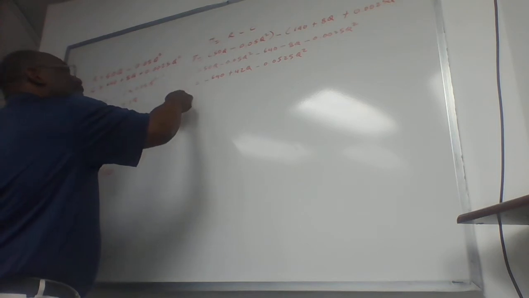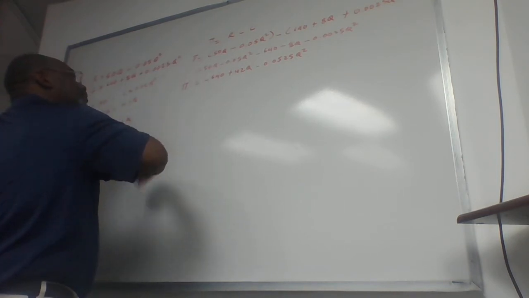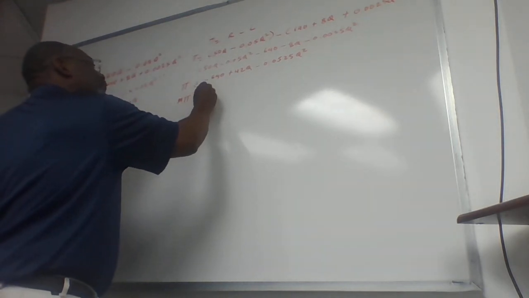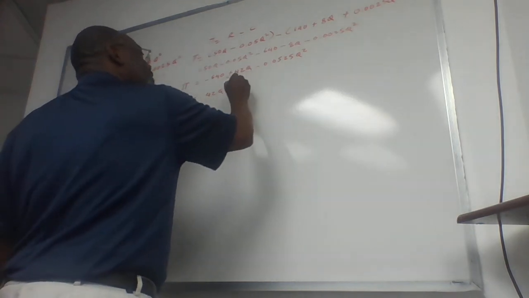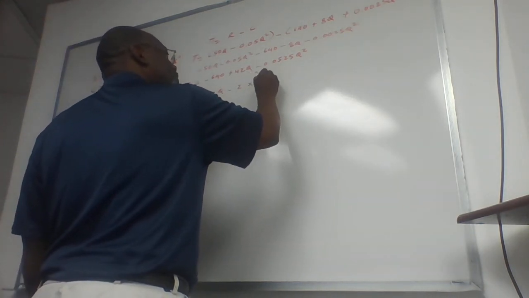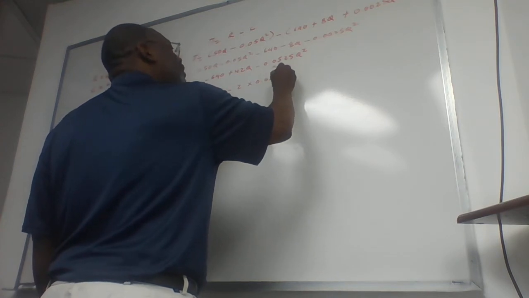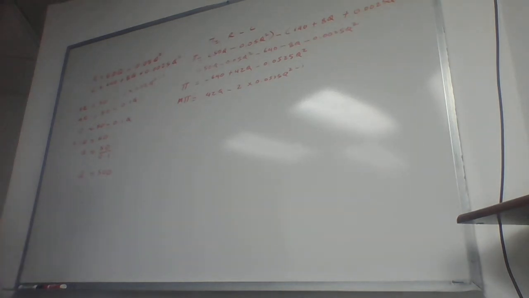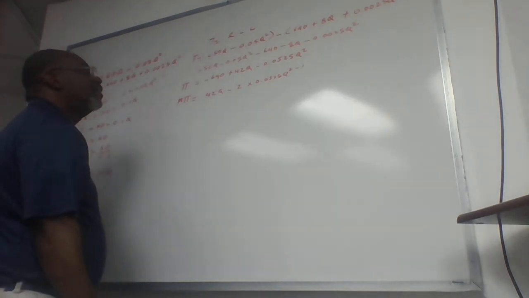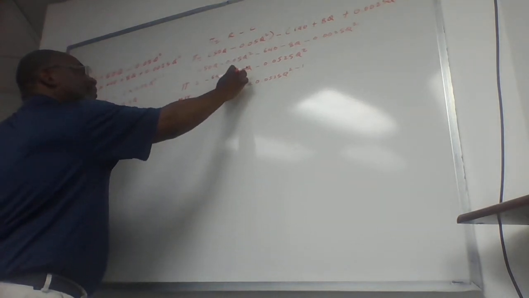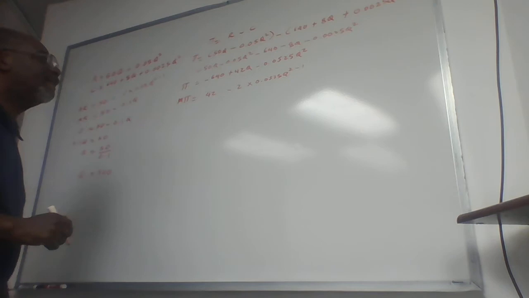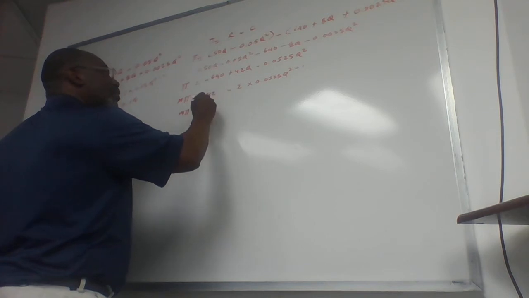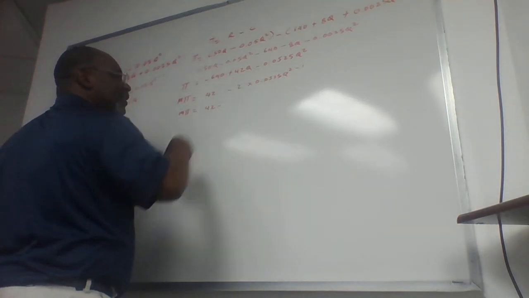Okay, so here's my profit. My marginal profit therefore would be, this falls away, so 42Q, 42Q minus 2 times 0.0525Q to the 2 minus 1. The constant falls away, so it would be just 42. So marginal profit would be equal to 42 minus 0.105Q.